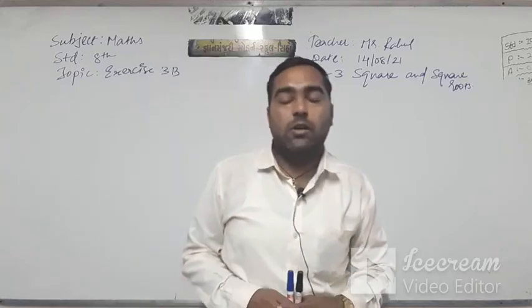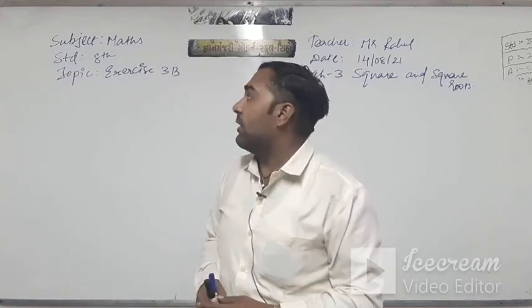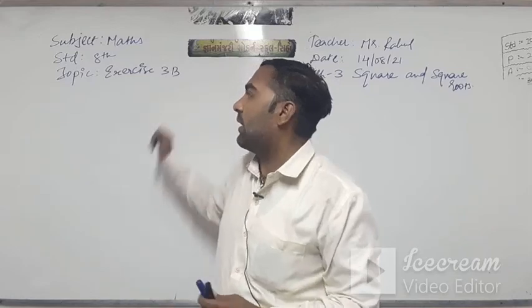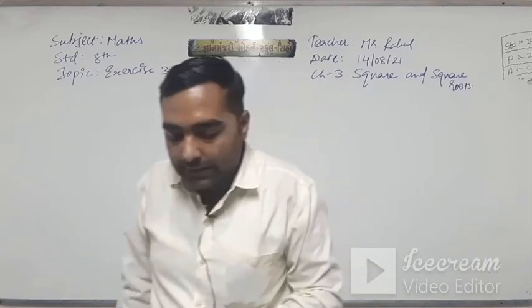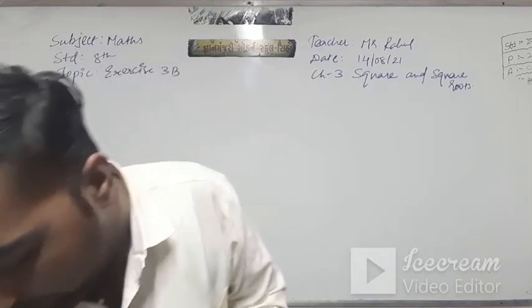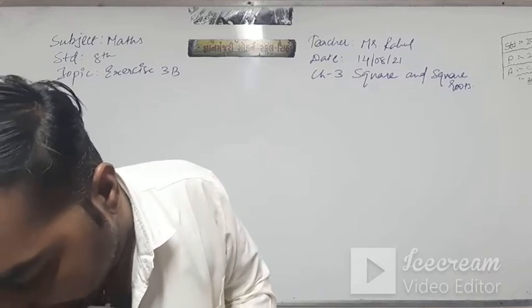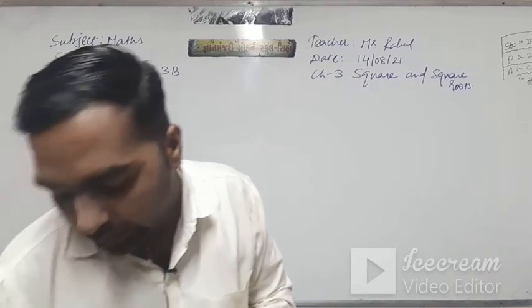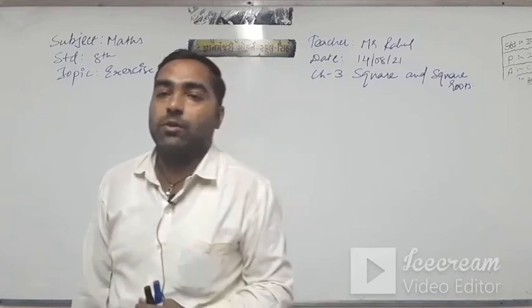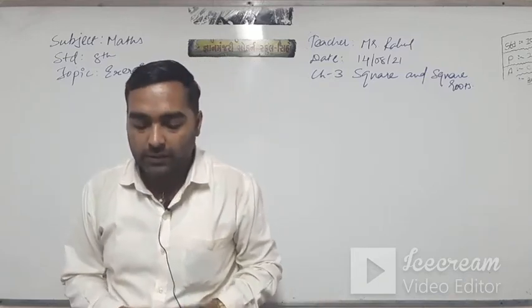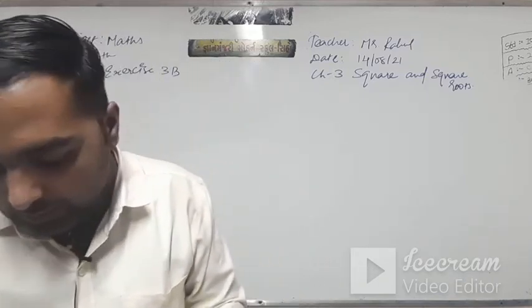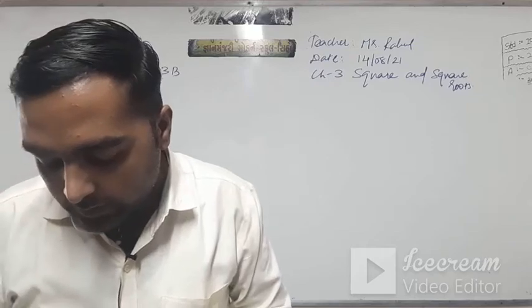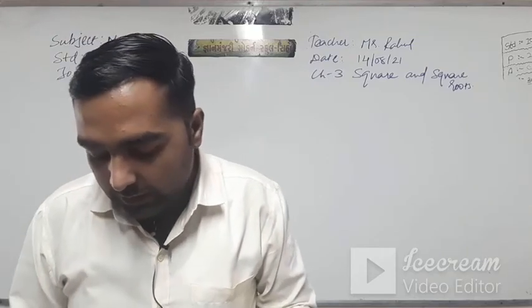Today we are moving on to chapter number 3, squares and square roots, and today we are taking exercise 3B. In the last session we already saw question number 1 to question number 9, and now we are moving on to question number 10 of exercise 3B. Question number 10: what will be the length of the diagonal of a rectangle of side 6 meters and 8 meters?